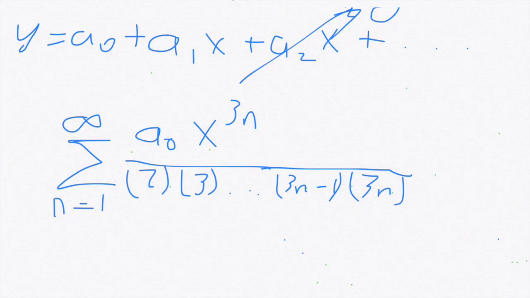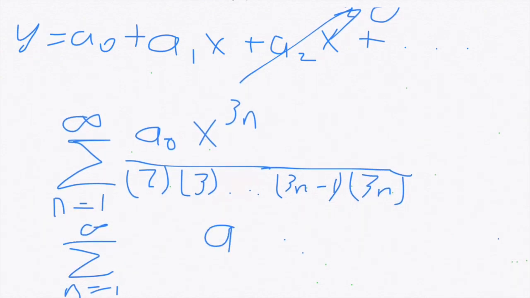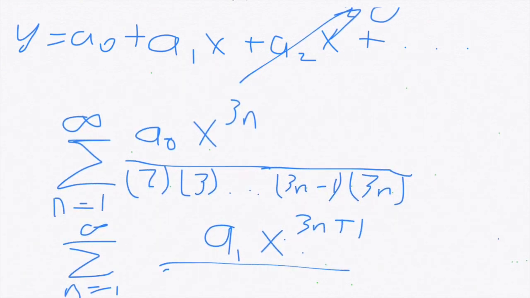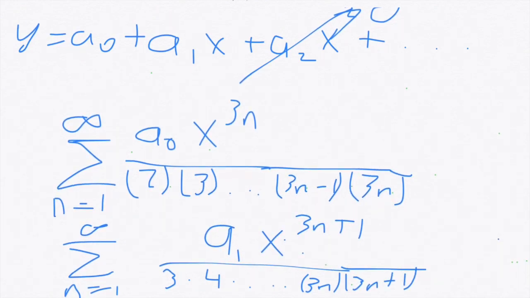So we have 3n, for n equals 1, 2, 3, giving a of 3, a of 6, a of 9, and so on. And similarly for the other one that we found, the sum from 1 to infinity of a of 1 x to the 3n plus 1 over 3 times 4 times all the way dot dot dot times 3 of n times 3 of n plus 1. Right? So these will give you every term aside from a of 0 and a of 1 x. So all we need to do is add those two terms.